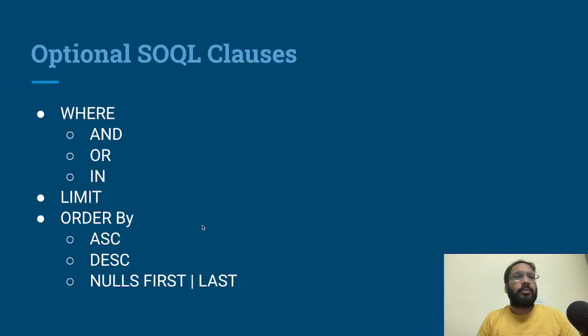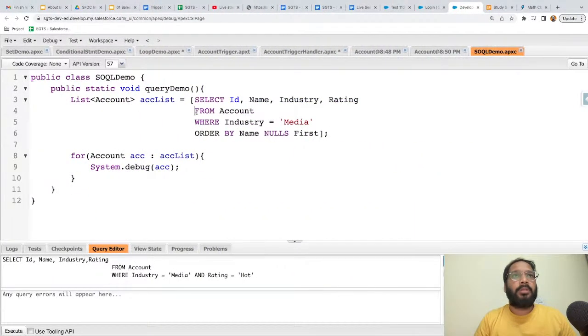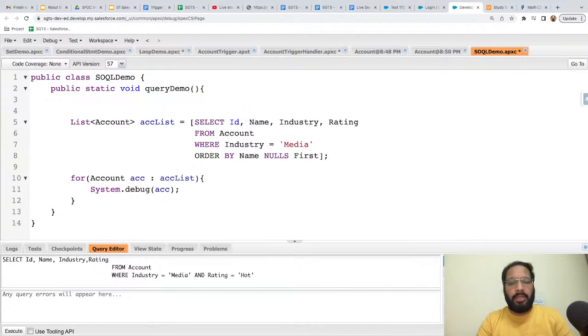Okay, so this slide is done. I hope you understood whatever I explained. Now let's understand how we can use variables in SOQL. This is also important to understand. Here I am using the field industry, and here I am writing media. And I'm just removing this where clause as well.